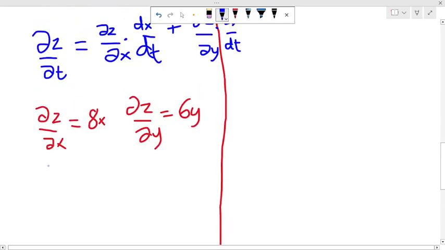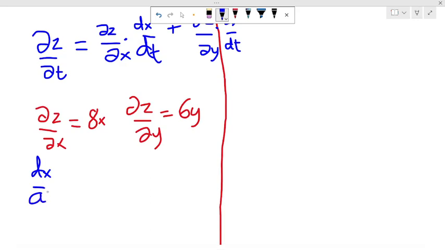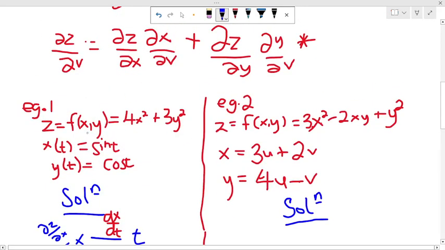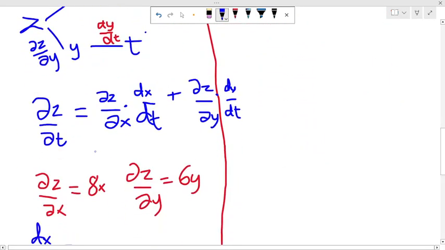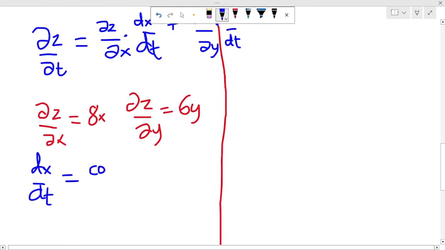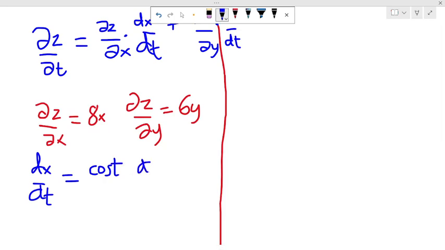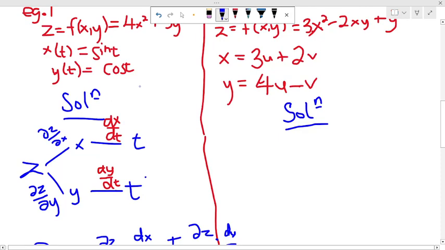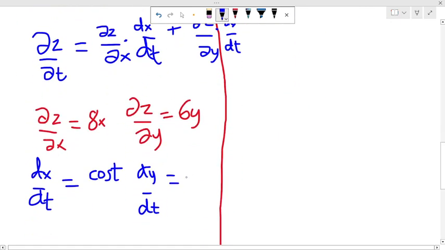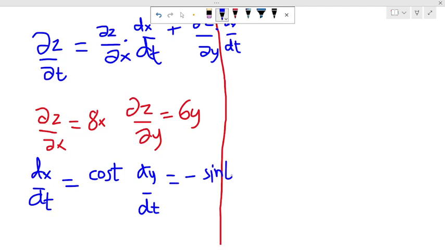With the next two expressions, that's dx dt. Now our x is sine t. So now differentiating sine t, we get cos t. Now dy dt. So now our y is cos t. Now differentiating cos t, we get negative sine t.